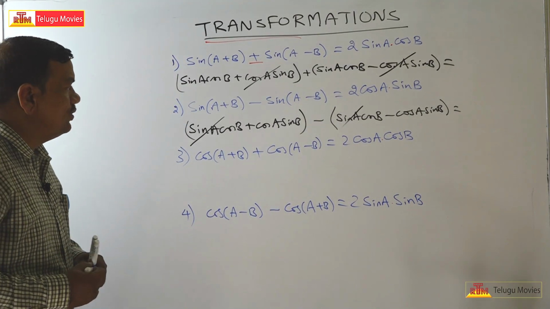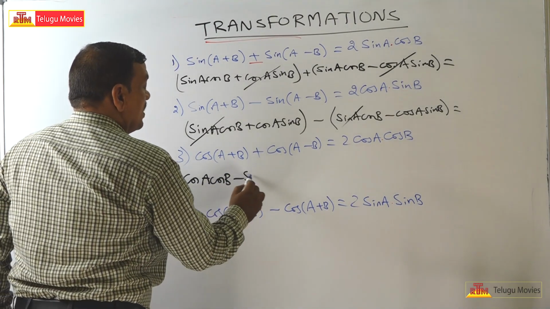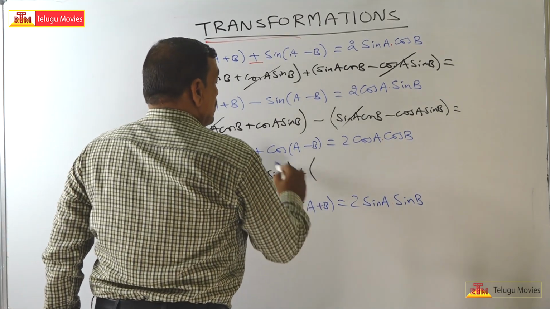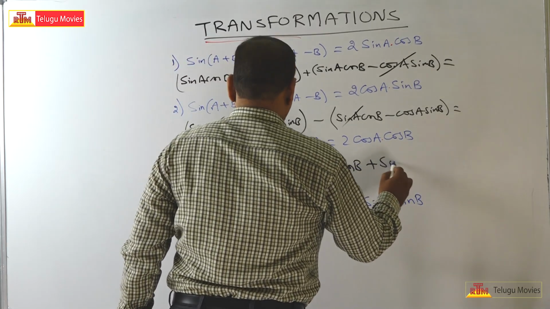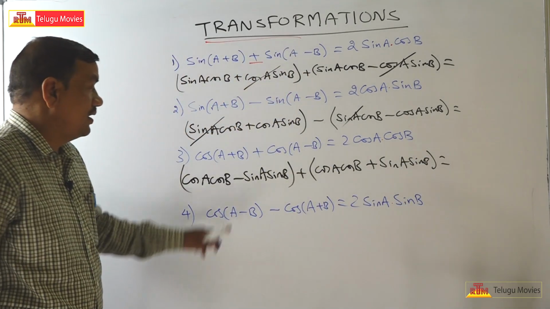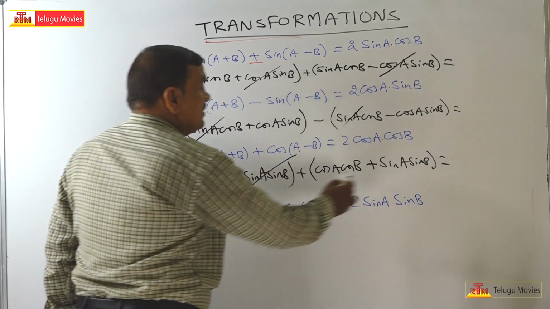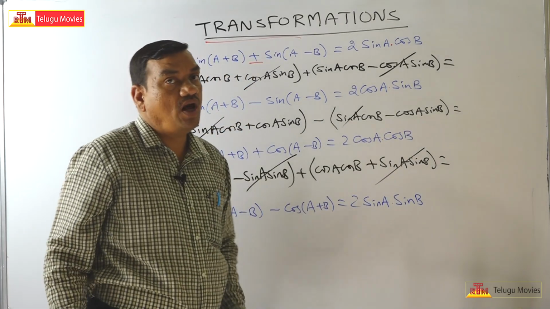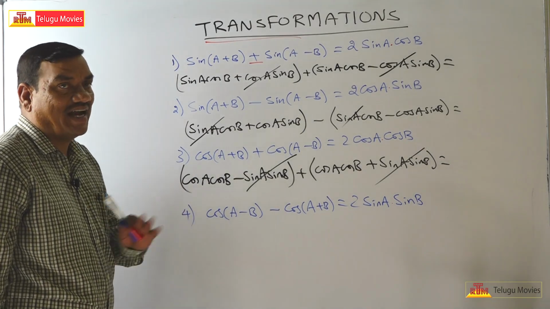Now coming to the third result: cos of a plus b, which is cos a cos b minus sin a sin b, plus cos of a minus b, which is cos a cos b plus sin a sin b. If you observe here, minus sin a sin b plus sin a sin b gets cancelled, and cos a cos b plus cos a cos b gives 2 cos a cos b. That is the proof of this result.